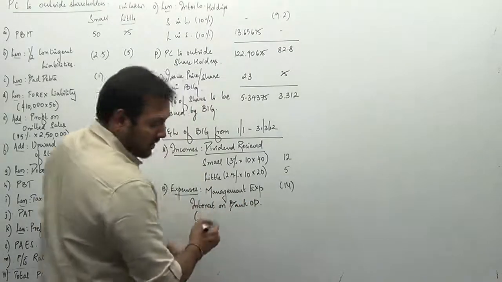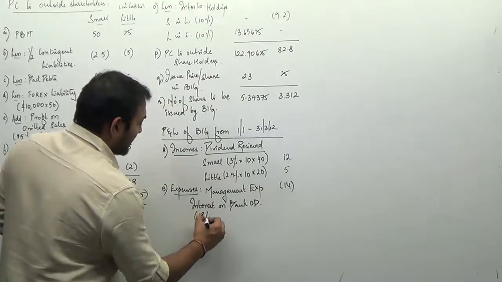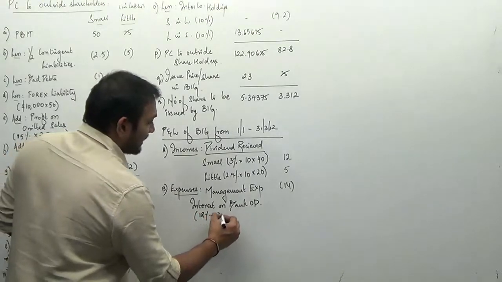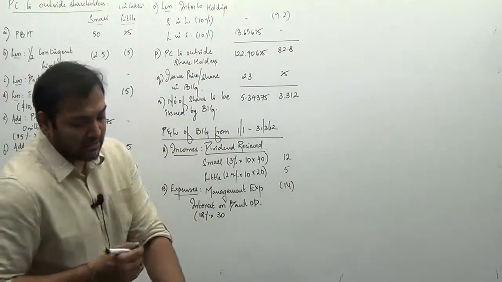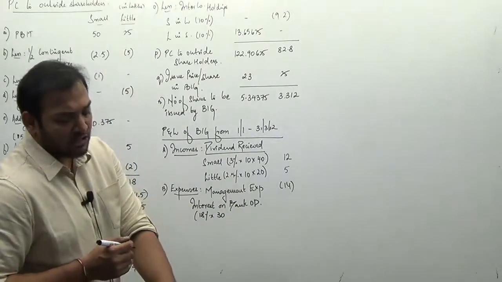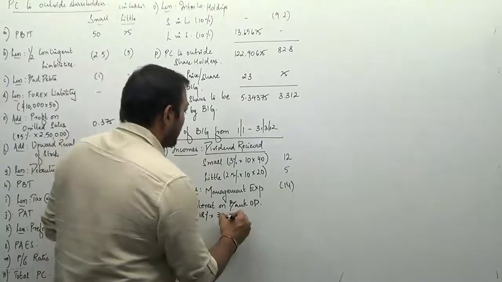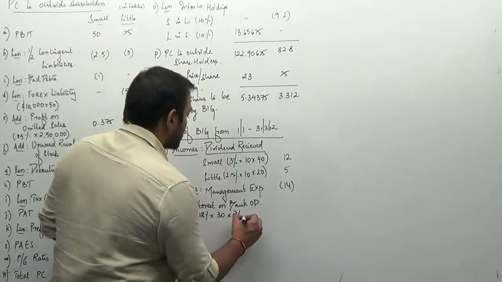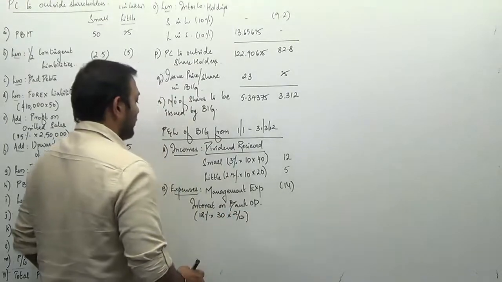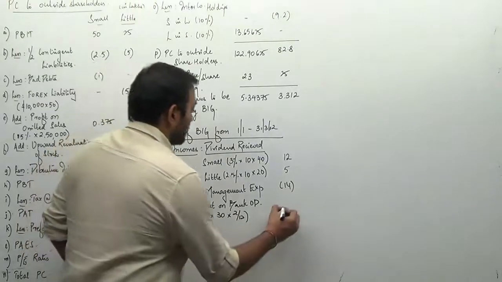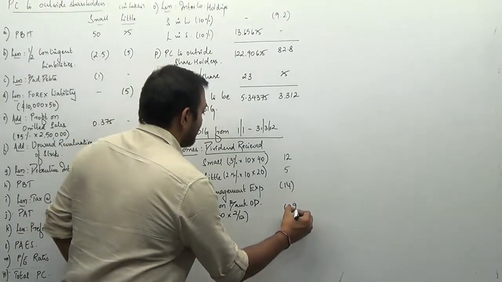Interest on bank overdraft, 18% interest on 30 lakhs bank overdraft. How 30 lakhs? 16 lakhs for incorporation cost, 14 lakhs for management expenses. Total bank overdraft availed is 30, 2 by 12, 2 months. I think this is 0.9.